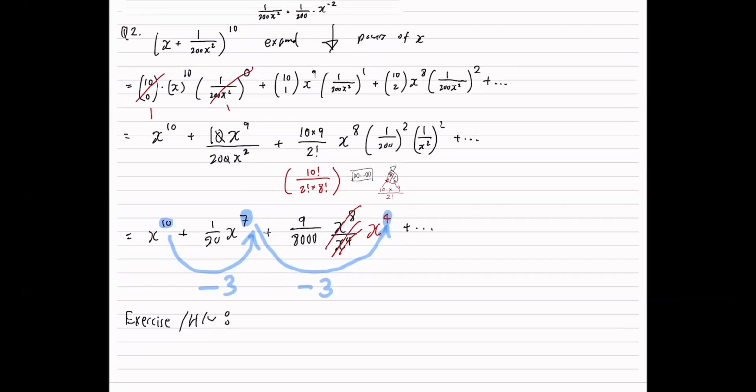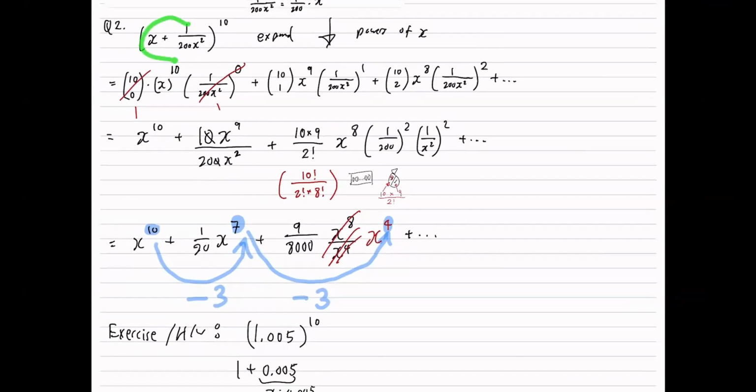Okay, then you want to evaluate 1.005 to the power of 10. But take note that over here, it's no longer the simple case of 1 plus 0.005, and therefore your x is equal to 0.005. It's no longer the case. Because if you look over here, you got x plus 1 over 200x squared.